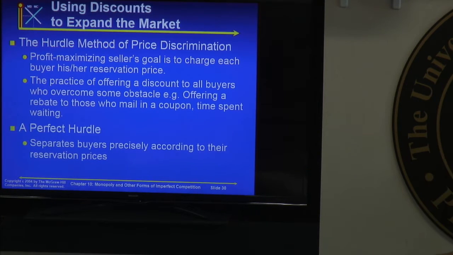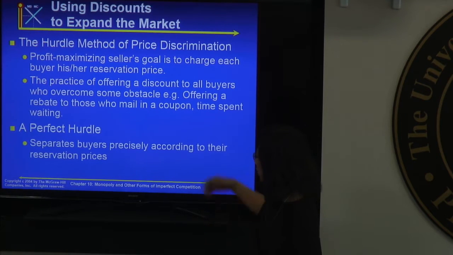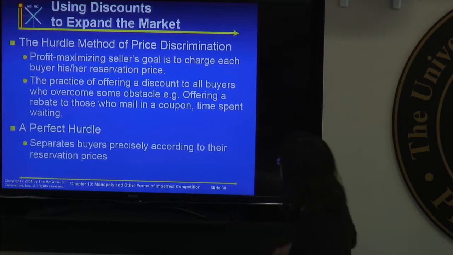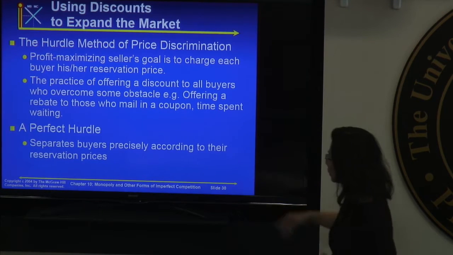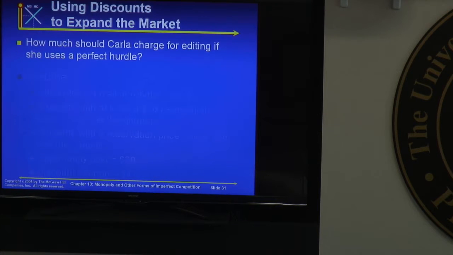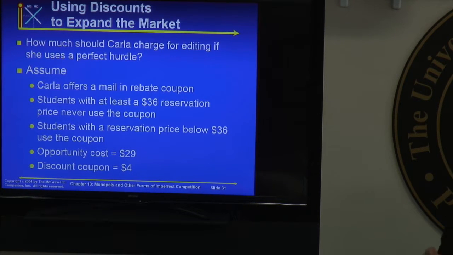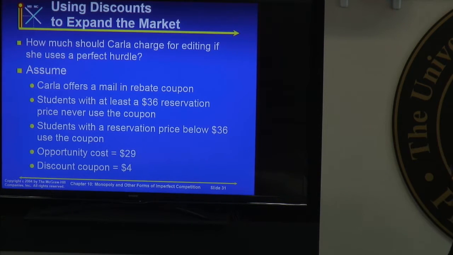But then most people wait till the price comes down. Anyway, a perfect hurdle is to separate the buyers precisely according to their reservation price, if you could do it. So now we're going to do one more practice, one more example here. How much should Carla charge for anything if she could use a perfect hurdle?